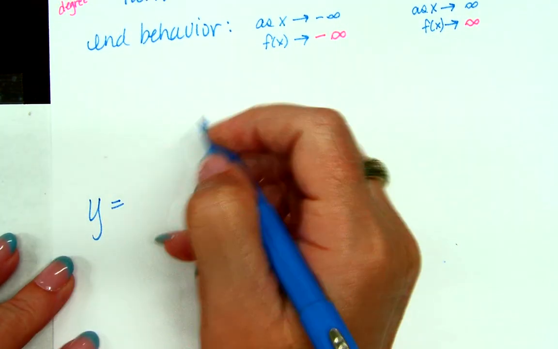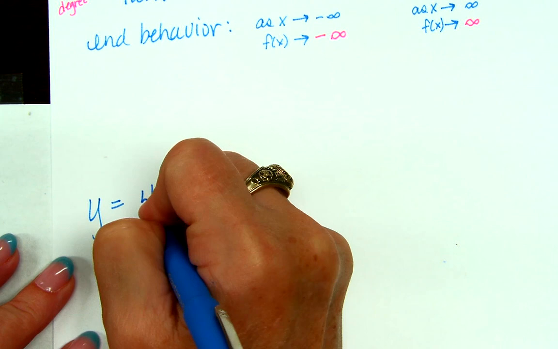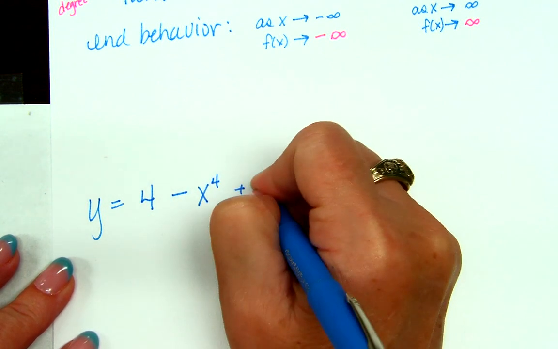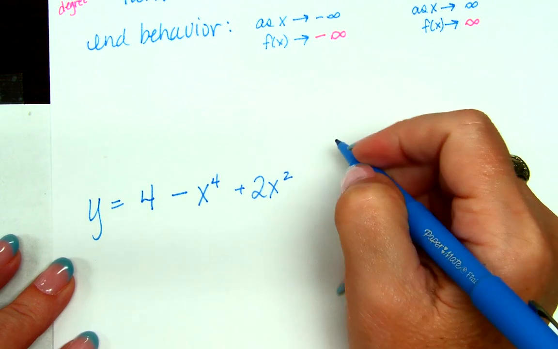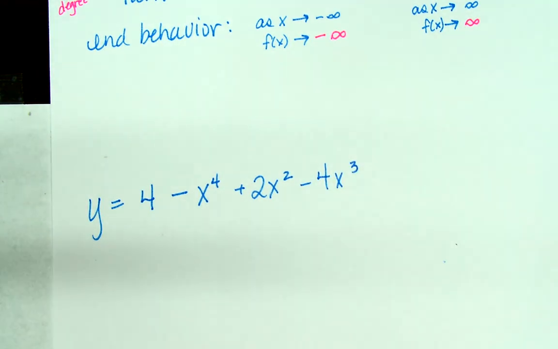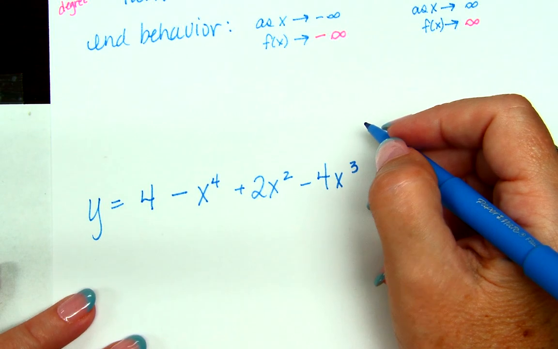y equals 4 minus x to the 4th plus 2x squared minus 4x to the 3rd plus x.